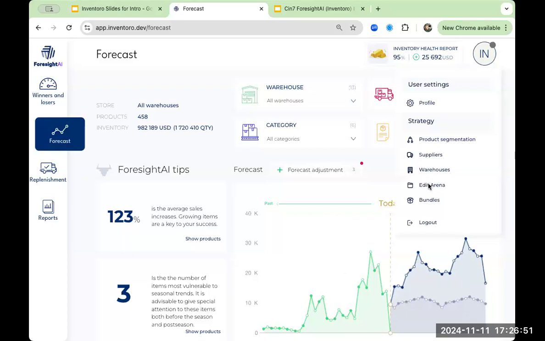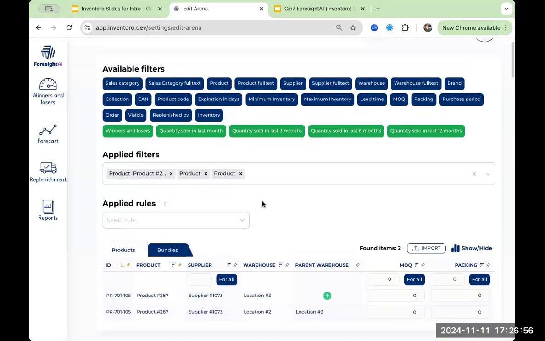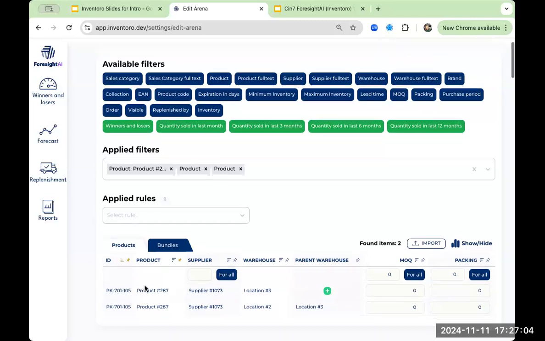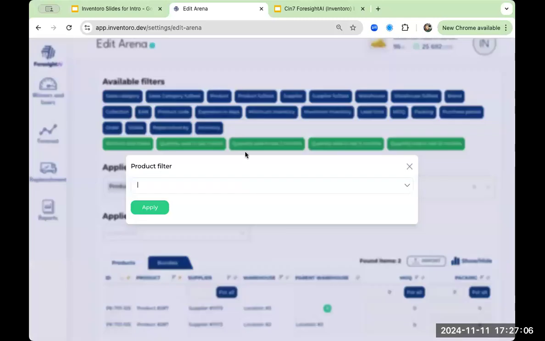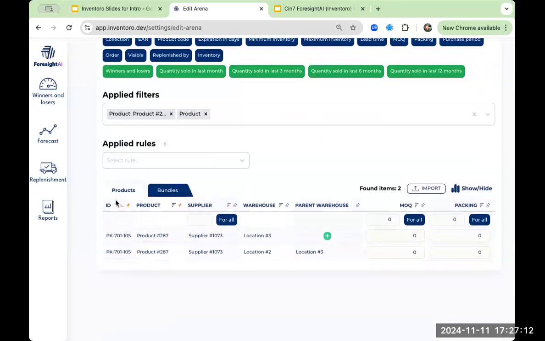Last but not least, we have our edit arena, and this is going to be really helpful for making those micro adjustments that I was talking about in the very beginning of going over this. So we have our product, and you can do it by clicking on product, and then it would let you search. In this case, I already have product available, and we'll just keep that here. So I have my ID, my product, my supplier, where it comes from, my warehouse, where it lives.